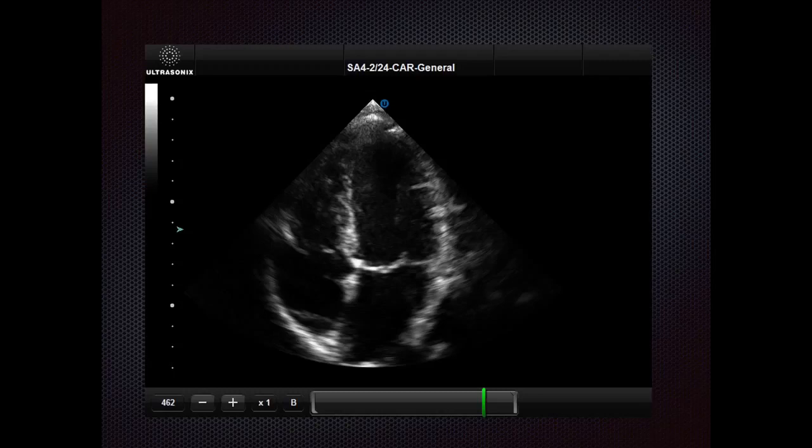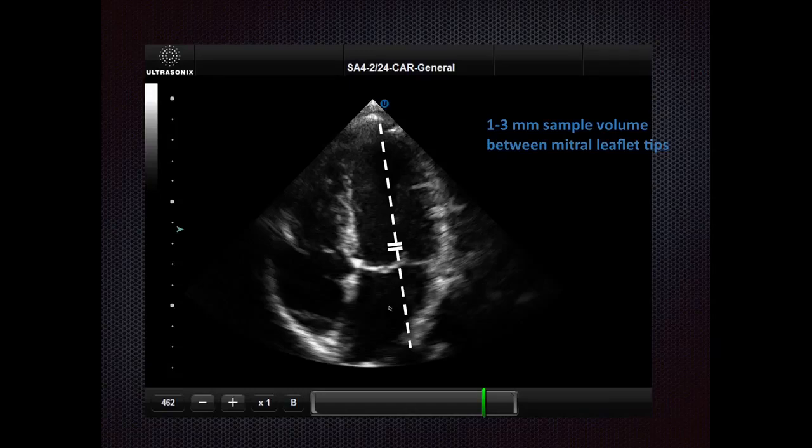We start out first with an apical four-chamber view of the heart. And just as a reminder, this is LV, LA, RV, RA. Go ahead and then activate the pulsed wave Doppler. And this will allow us to measure the mitral inflow velocities. We align the Doppler beam here at the mitral valve leaflets. We place the sample volume of about 1 to 3 millimeter right at the mitral valve leaflet tips.